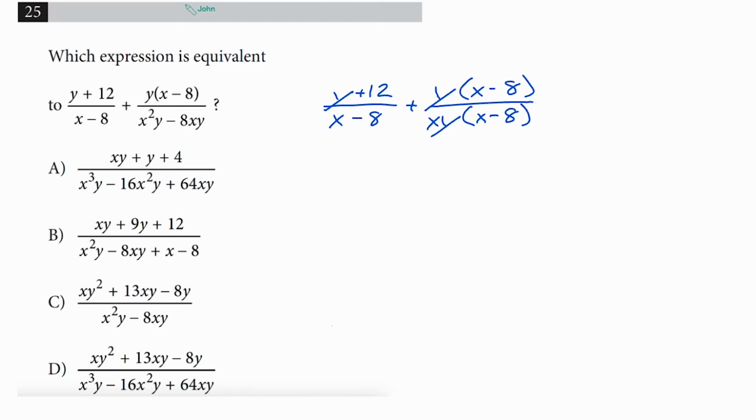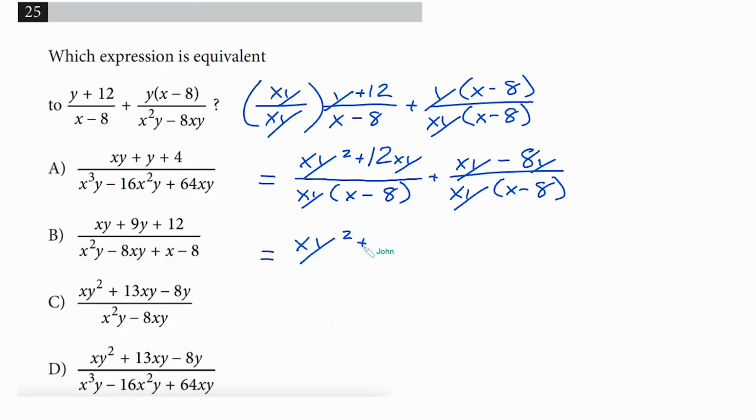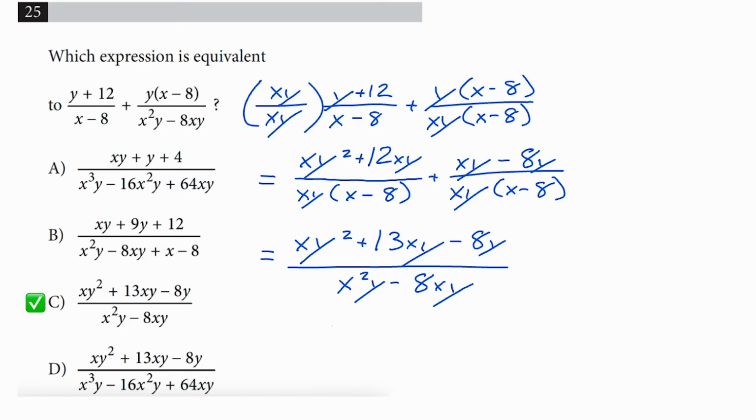So with that settled, let's go ahead and multiply the left fraction by xy over xy. That gives us (xy² + 12xy) divided by xy times (x − 8), plus (xy − 8y) over xy times (x − 8). Then finally, putting these fractions together, we get (xy² + 13xy − 8y) over (x²y − 8xy), which is C.